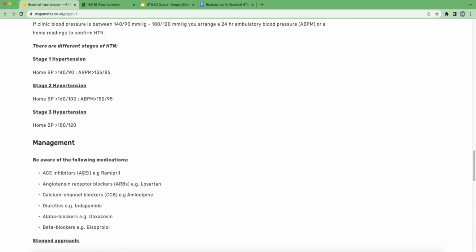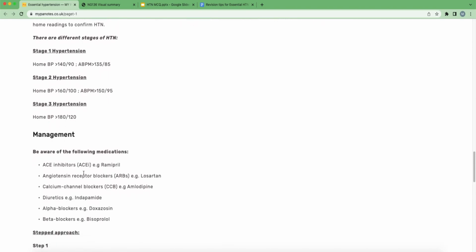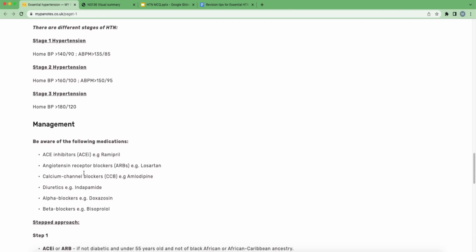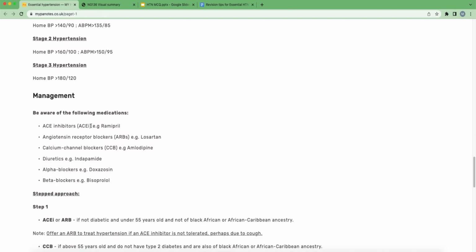Now, as a PA, you should be aware of these medications. Your ramipril, which is your ACE inhibitor; your ARBs, like losartan and candesartan; your calcium channel blockers, which are amlodipine, nifedipine, and so forth; and your diuretics such as indapamide, bendroflumethiazide, furosemide, something like that.